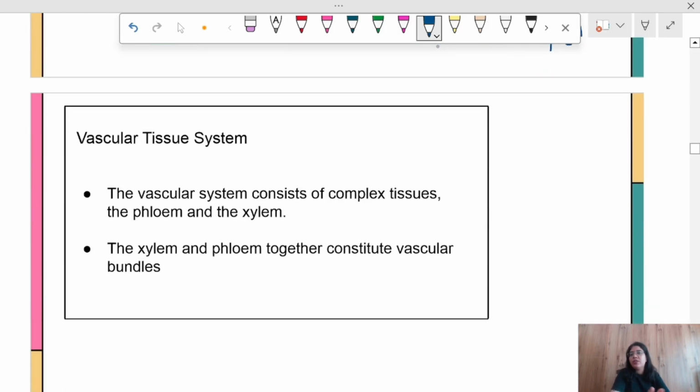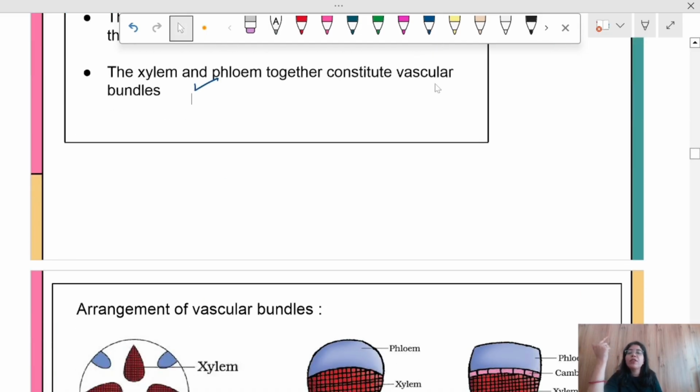Now vascular tissue system. What's the meaning of vascular tissue system? Vascular tissue system, it is made up of xylem and phloem. It is conducting tissue system, so definitely it will be having xylem for transport of water, phloem for transport of food, right? So xylem and phloem together, they will form vascular bundles, and these vascular bundles, they will form vascular tissue system.